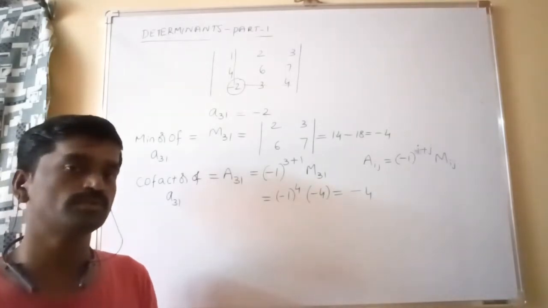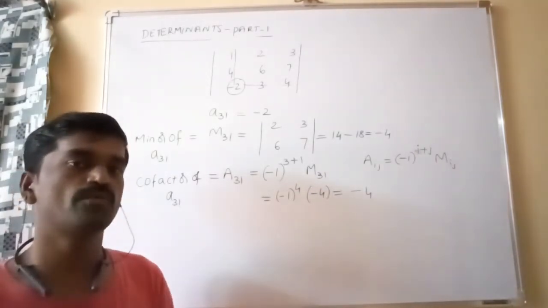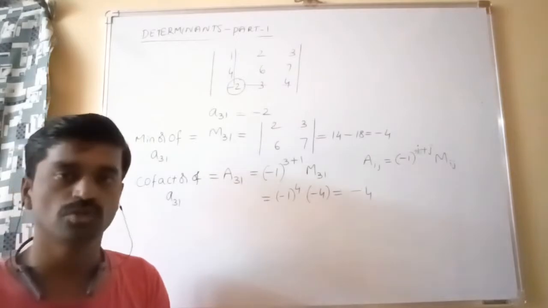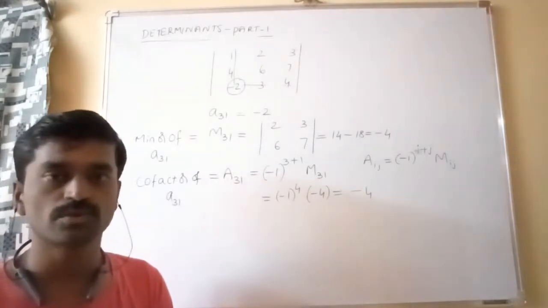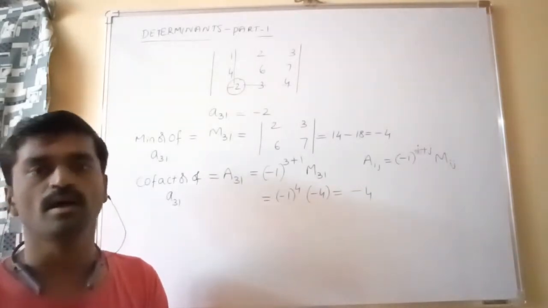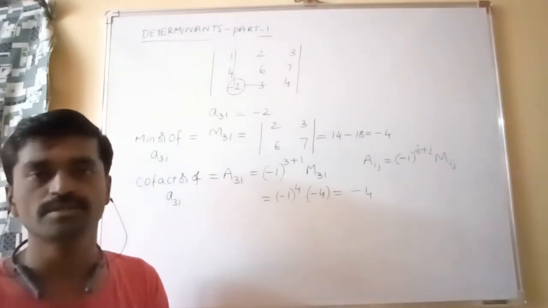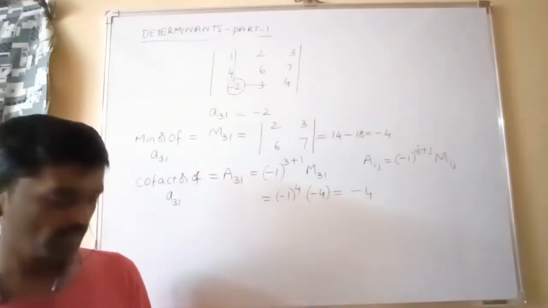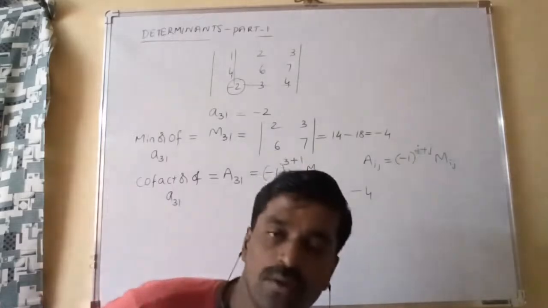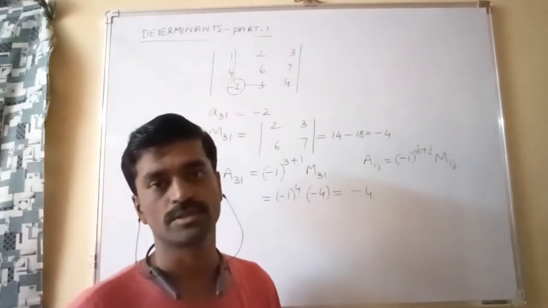And the transpose of the cofactor matrix is what? Adjoint of A. The transpose of the cofactor matrix is the adjoint of the square matrix capital A. And remember, we can find the determinant only for square matrices.